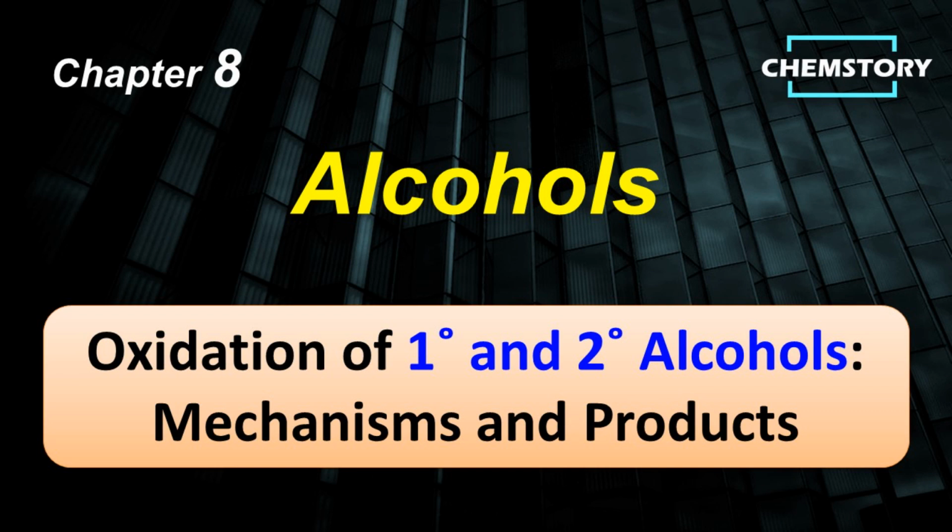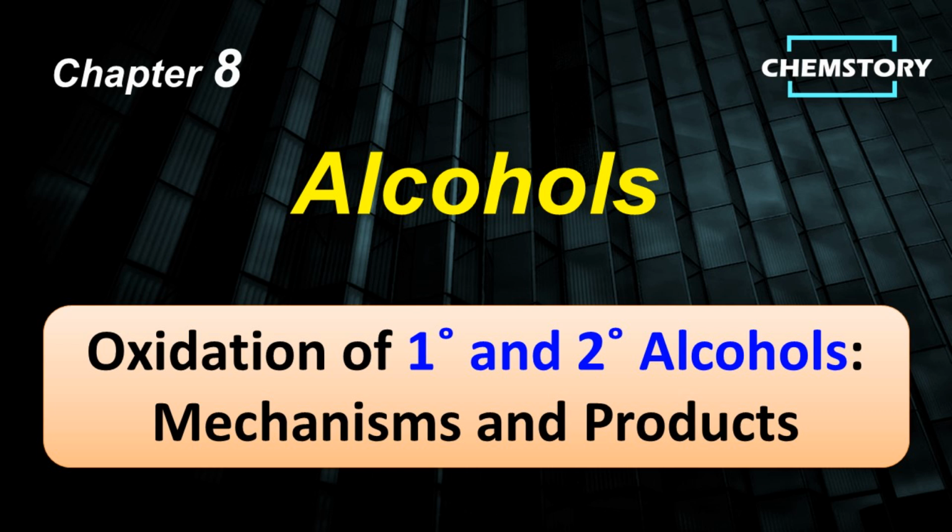Today we're going to look at one of the most important reactions alcohols can go through, oxidation. We'll explore what kinds of products you get, what reagents are involved, and how the mechanism plays out, step by step. By the end of this lesson, you'll have a clear picture of how alcohol oxidation works, and you'll know how to predict the outcome based on the structure of the alcohol.